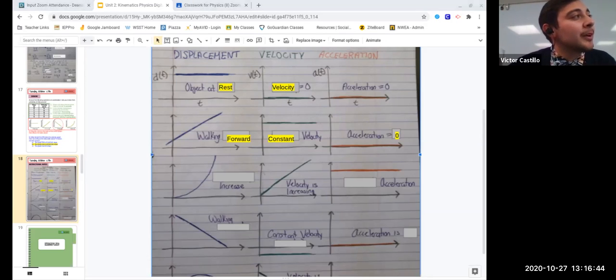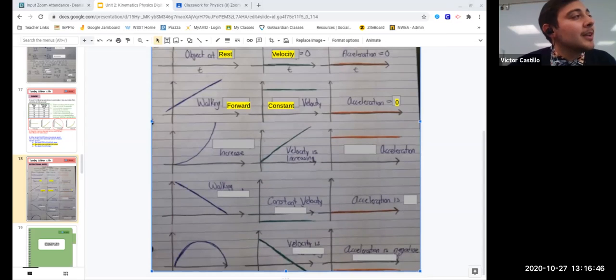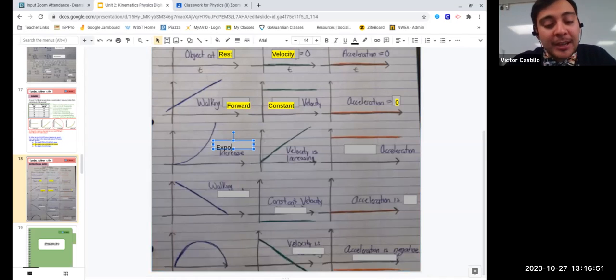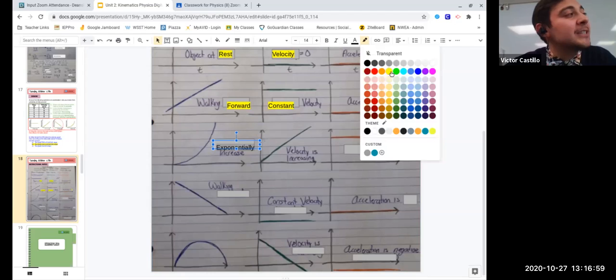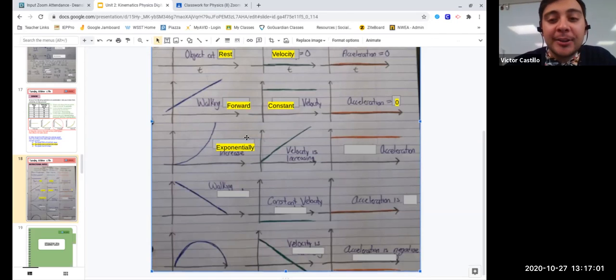Let's go with the next one real quick. What happens if I am exponentially increasing? That means I am running away. Let's say, for example, Mr. Castillo sees a spider, and I get very scared. So I start running away. I run so fast that I am increasing my distance over time, my displacement over time.